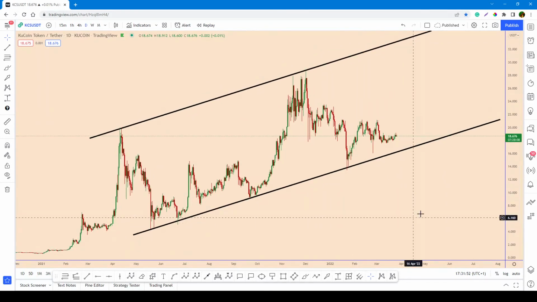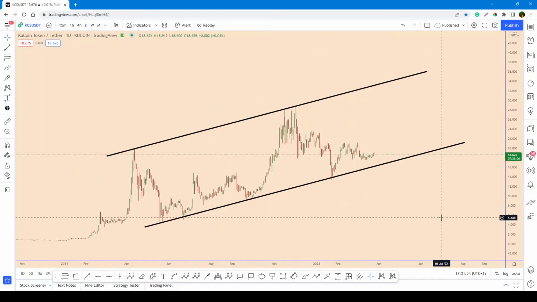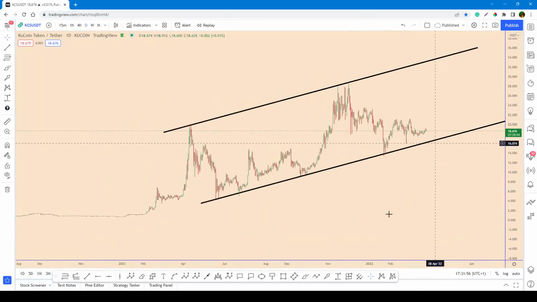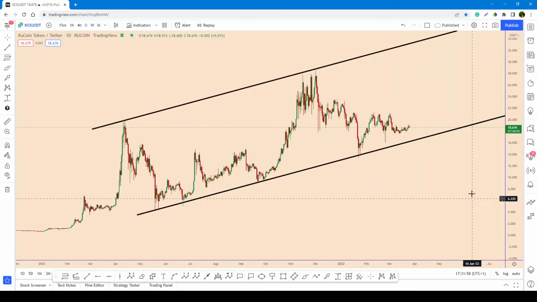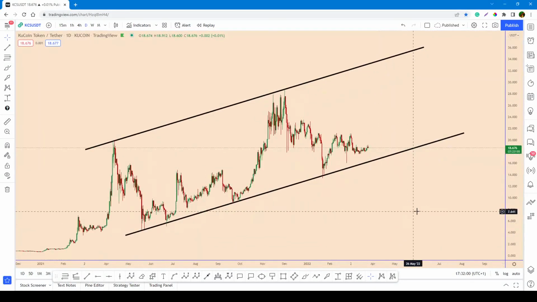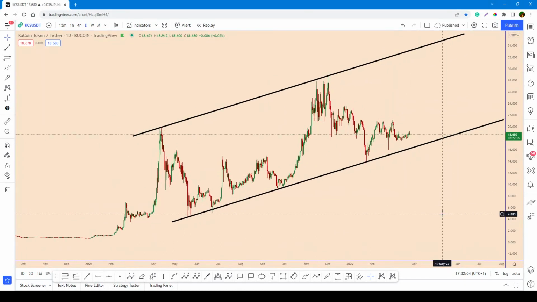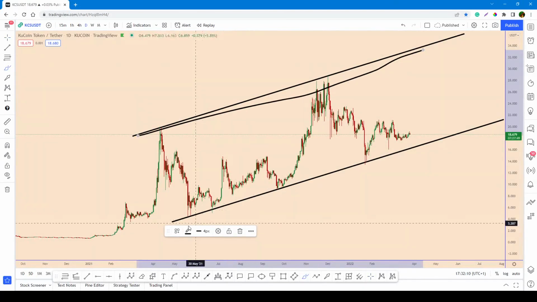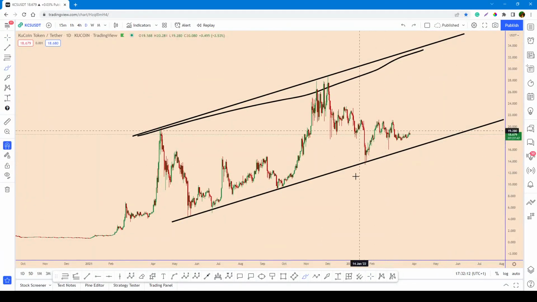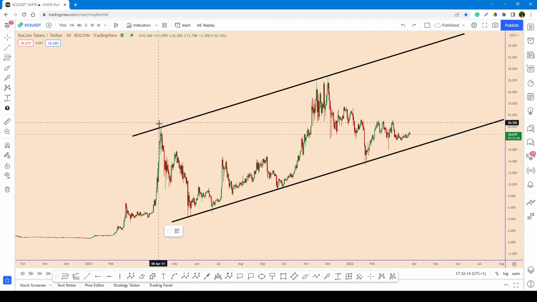Qcoin. This is one of my favorites that I'm holding in my portfolio for a longer period of time. They offer also dividends, daily dividends. You don't have to block the coins at all. The price here is moving in a type of ascending channel, as we can see.